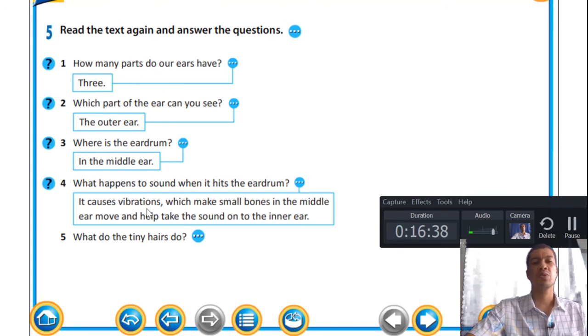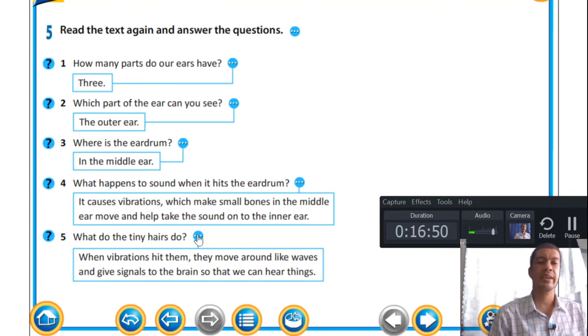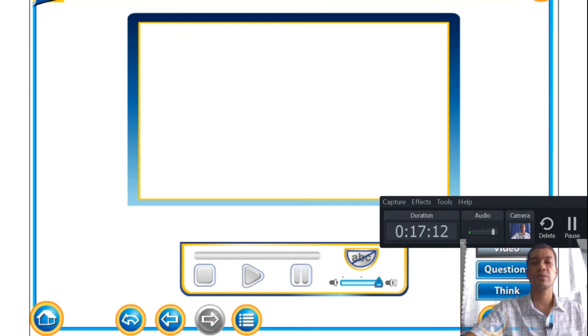Okay, so it causes vibrations which make small bones in the middle ear move and help to take the sound onto the inner ear. Right, so what do the tiny hairs do? The tiny hairs, when the vibrations reach them, move like waves, and they give off signals to the brain so that we can hear them. Right, just a short video clip that we will play, and then we can go on to our workbook.